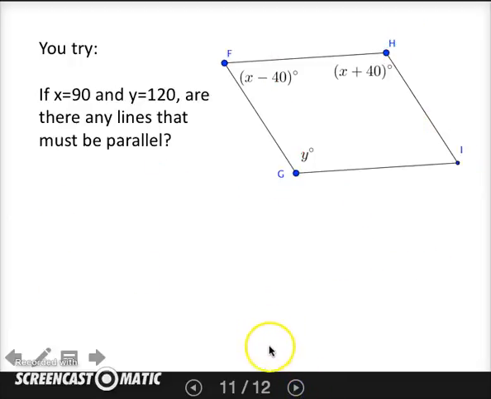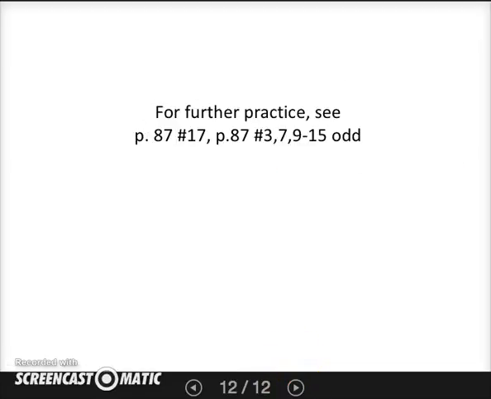You try one. If x is 90 and y is 120, are there any lines in this diagram that must be parallel? For further practice with this, see page 87, number 17, and the next page, page 88, number 3, 7, and 9 to 15 odd.